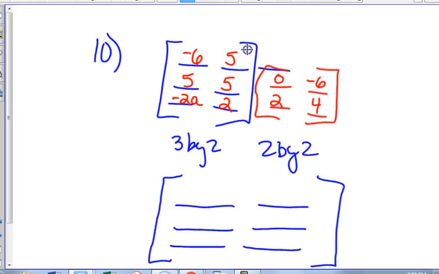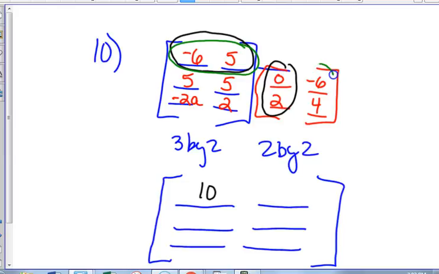How do we do the first one? Row 1 times column 1. Good news. There's a 0. So we get negative 6 times 0 plus 5 times 2 is 10. All right. At least there's no A in the next one. We do row 1 times column 2. So negative 6 times negative 6 plus 5 times 4 is 36 plus 20, right? 56 maybe? How did I do?